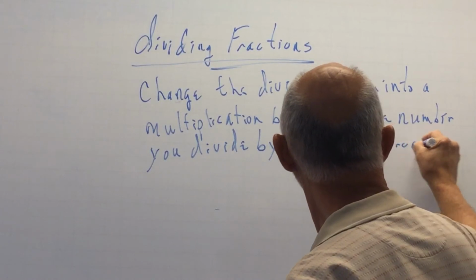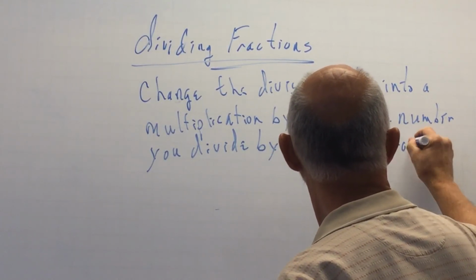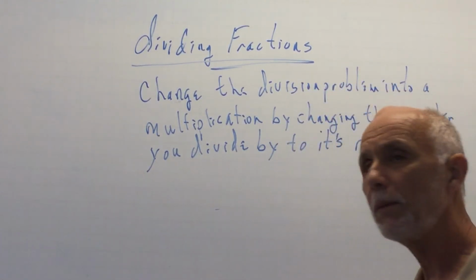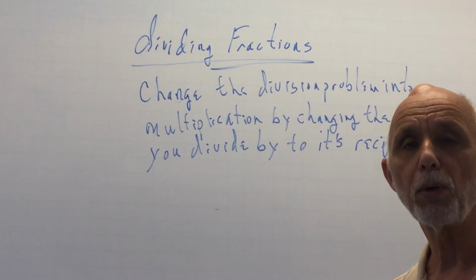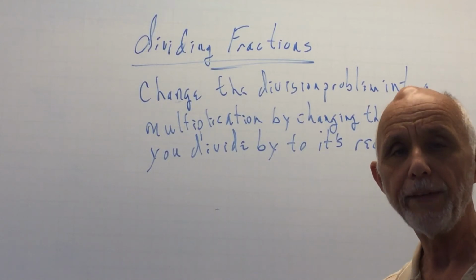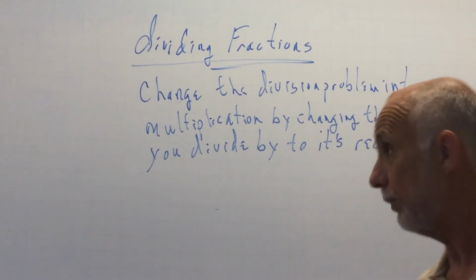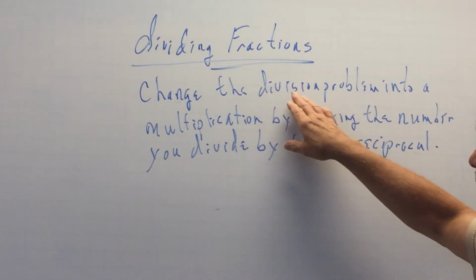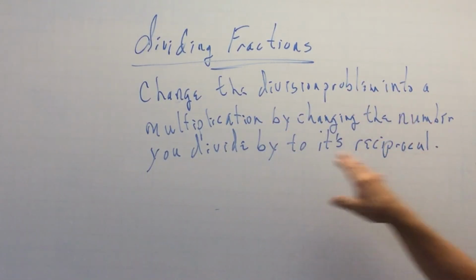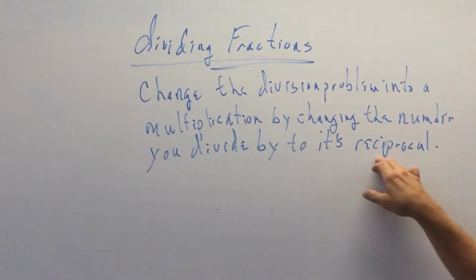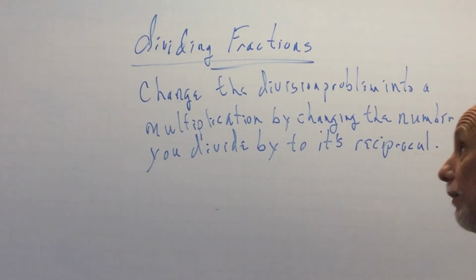By the way, remember what I said in the last video? The only time you ever use reciprocals is in division, and the only number you ever change to the reciprocal is the one you divide by. This is the reason why. Because to change a division problem into a multiplication problem, you change the number you divide by to its reciprocal. So the only time you're ever going to use reciprocals is in division.